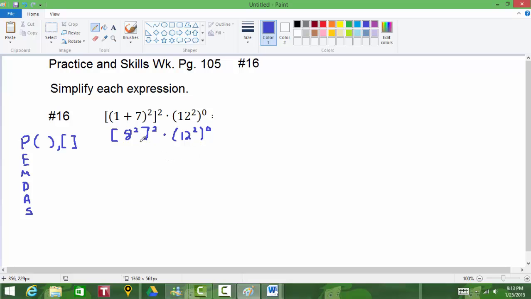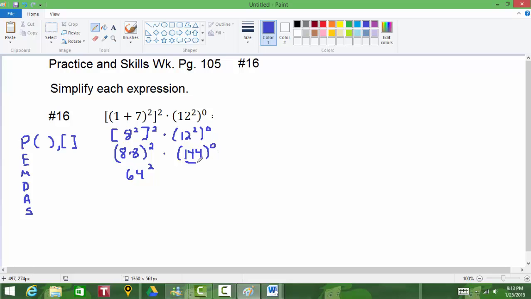Next thing I'm going to do is, again, follow order of operations. So 8 to the second, which means 8 times 8, and I'm going to expand that out. If we do that, we get 64 squared times, right here we have 12 squared, which is 144. Then we're going to raise that to the 0.